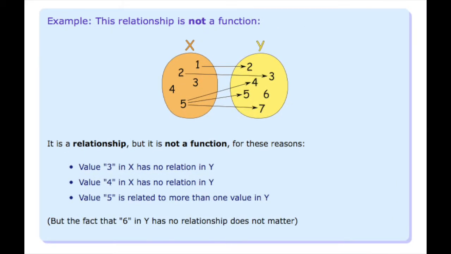In the second example, we can see that it is obviously not a function. It is a relationship, but it is not a function because we can see that the value of 3 in X has no relation in Y, and the value of 4 in X has no relation in Y. Lastly, the value of 5 is related to more than one value in Y. But the fact that 6 in Y has no relationship does not matter.